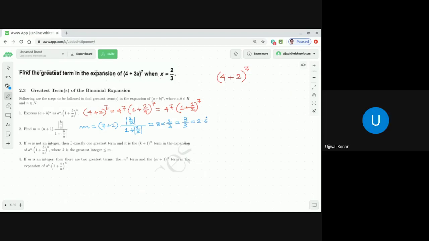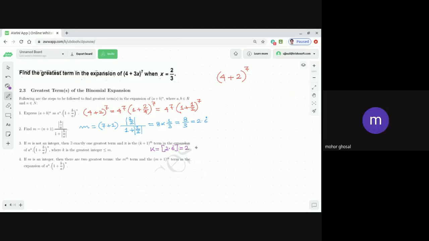Now, m is not an integer. So step 3 is coming. If m is not an integer, there exists exactly one greatest term, and it is the k plus 1th term, in which k is the greatest integer less than or equal to m. What is k? k is equal to the greatest integer of 2.6. So what is that? 2. That is equal to 2.